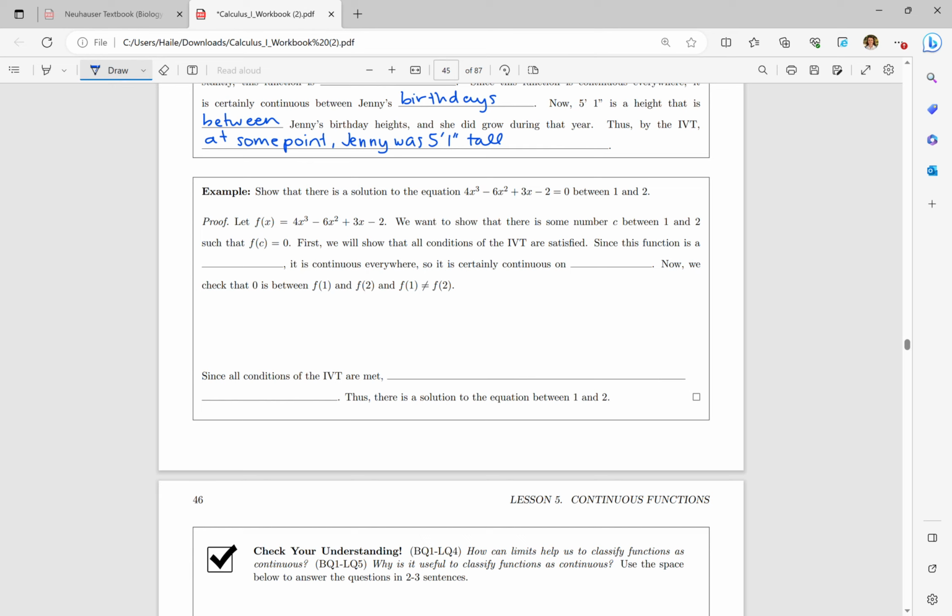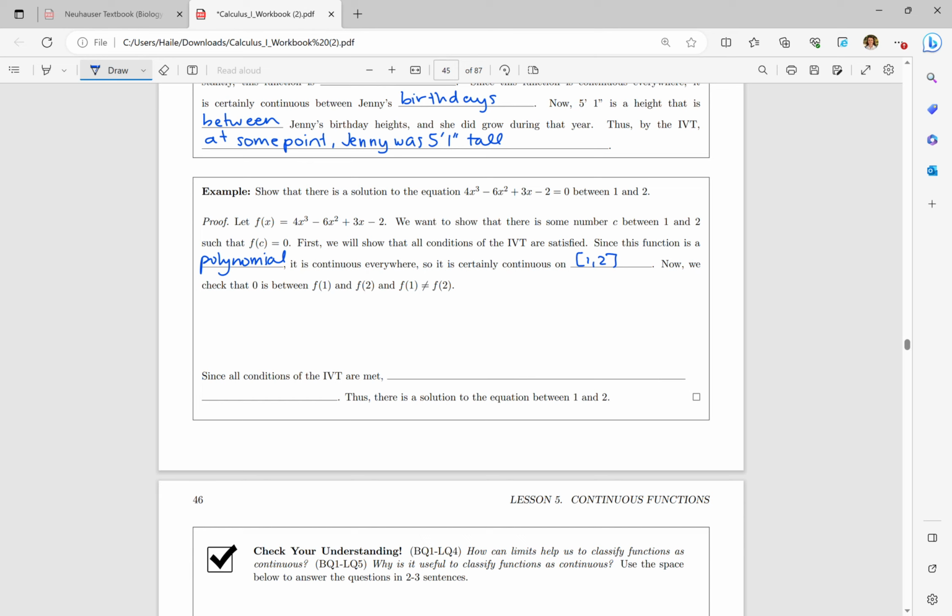We want to show that there is some number c between 1 and 2 such that f of c is equal to 0. First, we will show that all conditions of the IVT are satisfied. Since this function is a polynomial, it is continuous everywhere, so it is certainly continuous on the closed interval 1 to 2. So that's our first condition satisfied. We needed a continuous function on a closed interval.